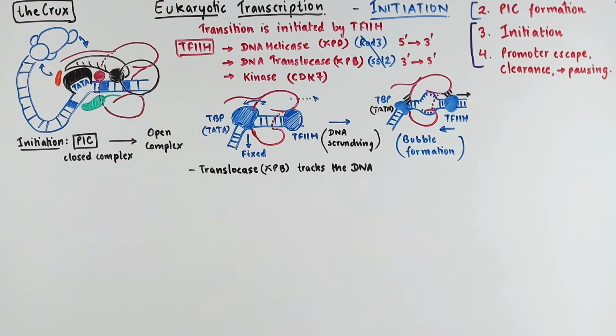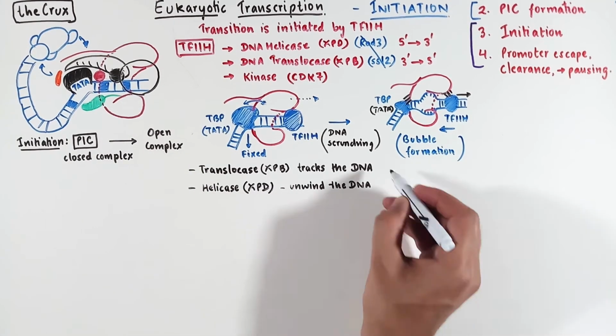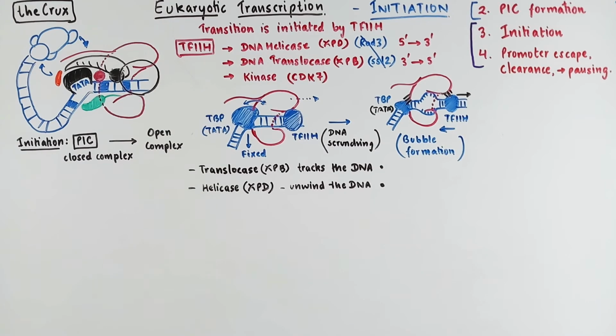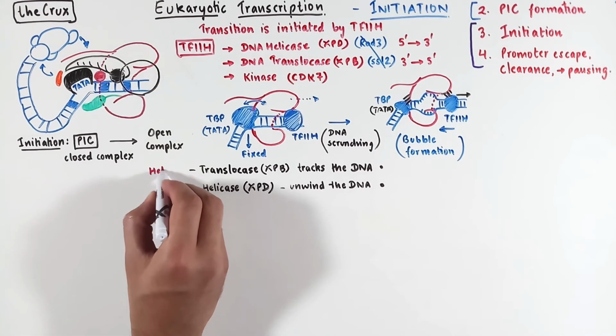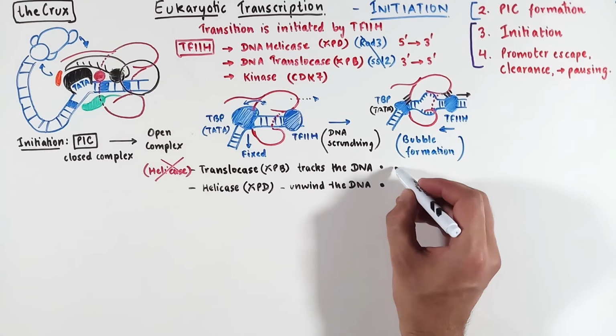Another point that I want to stress here is that many textbooks will tell you that XPD, which is a helicase, is involved in this process. Or sometimes they will also say that XPB is actually a helicase and not a translocase. But all of that information is outdated. These differences between XPB and XPD are crucial to understand. A translocase creates a torsional force when it tracks the DNA, whereas the helicase breaks bonds by unwinding the DNA. A translocase doesn't really unwind the DNA. Here, XPB may appear like a helicase given that DNA is being unwound, but studies have shown that XPB cannot really unwind DNA if you try to test it.